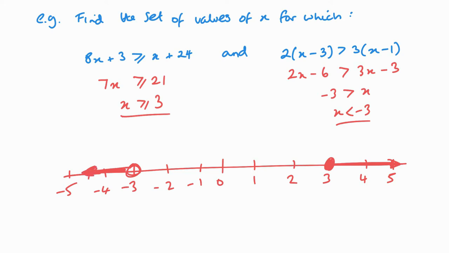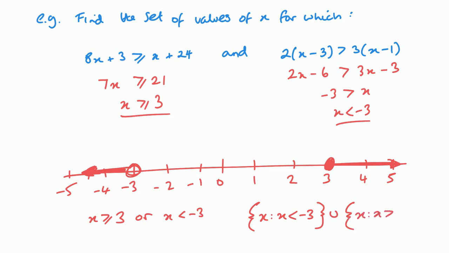Okay. So my solution should be written as x is greater than or equal to 3 or x is less than minus 3. Alternatively, in set notation, this could be written as x is less than negative 3 union x is greater than or equal to 3. And this is how I would write it in set notation. And those of you who remember probability, union is essentially when you're talking about or, something happening, this or this.